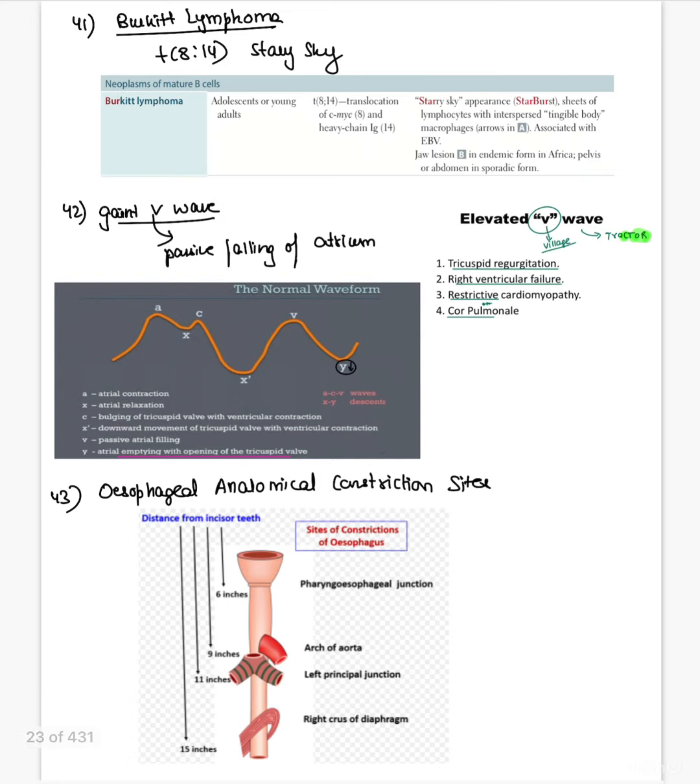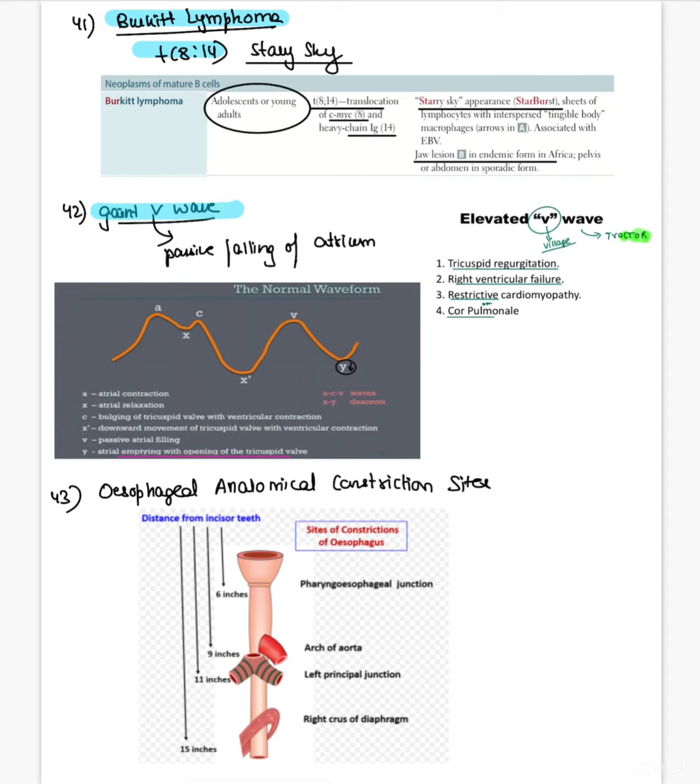Okay, then coming on to the next one, guys, they asked you a question of Burkitt lymphoma. So here the translocation is 8;14, and here you see the presence of starry sky. There is a typical history of an African child, adolescent, and translocation involving the c-myc gene on chromosome 8 and 14 IGH. So here you see the presence of starry sky appearance, and jaw lesion is the classical thing.